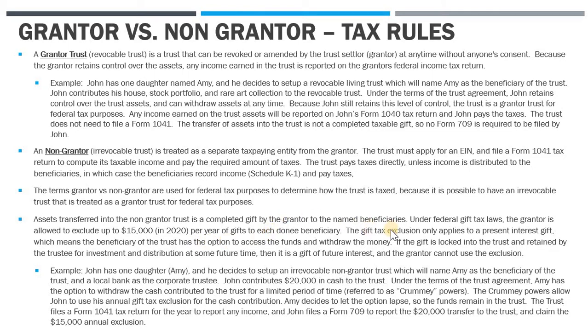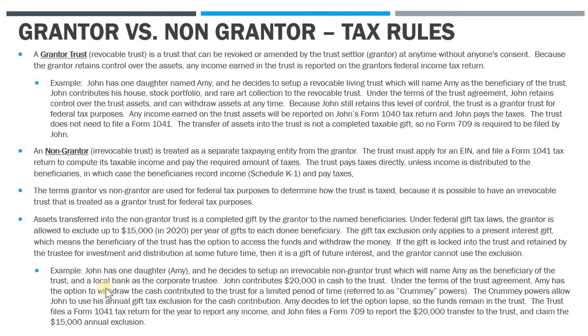Now, this is also very, very important here. The gift tax exclusion only applies in cases where there's a gift of a present interest. So it means that if John puts money into the trust, the beneficiary needs to have the option to access the funds and withdraw the money within a prescribed amount of time. If the money is put in and there's no present right to access the funds, then it's a gift of a future interest and not a present interest. In that case, John can still put the money in, but he can't file a 709 gift tax return to take an exclusion on the amount that was put in during the current period.